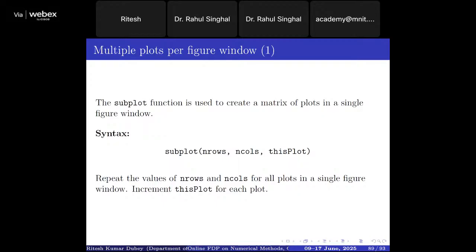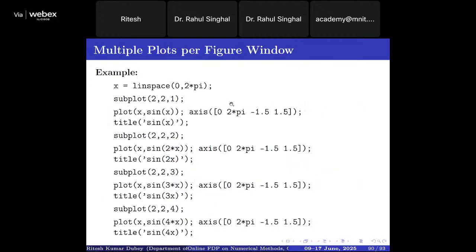If you want to put multiple plots in one figure, then you can use the syntax subplot, number of rows, number of columns, and plot number. So if you want 4 figures in a plot, you will put 2 comma 2, so 4 figures. Basically you are generating a 2 cross 2 matrix, with the first image, then the second image, then the third image, and then the fourth image.